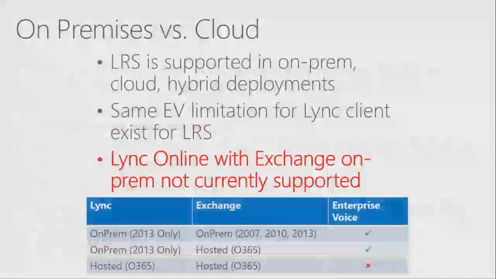All right, and then on-prem versus cloud, right? LRS is supported in both, including hybrid. Same EV limitation for Lync client LRS. When it comes down to it, the LRS is really a lot like the Lync client, right? So assume if the Lync client has a limitation with Office 365, then LRS is going to have it too. Lync Online with Exchange on-prem is not supported at this time. So I can't imagine moving Lync Online before Exchange. But if you happen to do that, you're not supported for LRS.